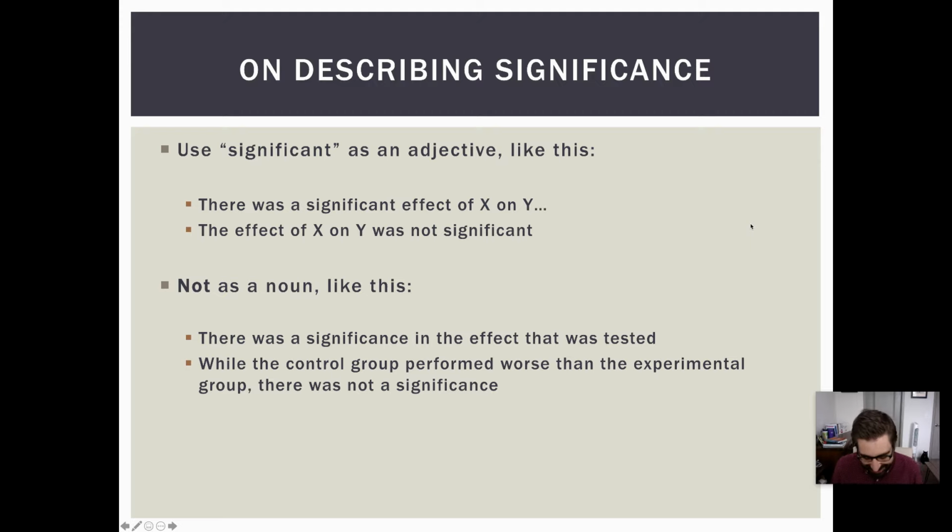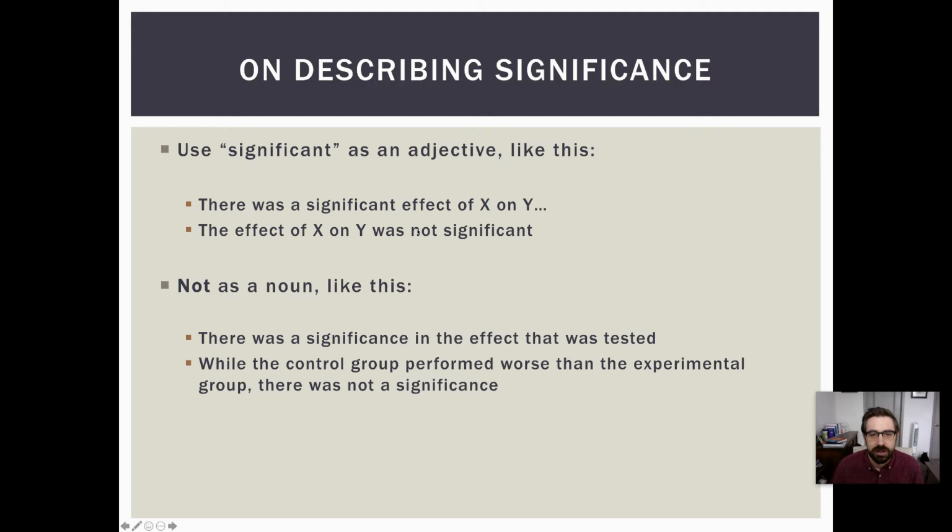One common issue that comes up that we're just going to hit here to make sure we're on the same page. You're going to be describing statistical significance in your paper. Make sure you're using significant as an adjective. So there was a significant effect of X on Y, or the effect of X on Y was not significant. Okay, so we're describing the effect here. The effect is the noun, and that effect can either be significant or not significant.